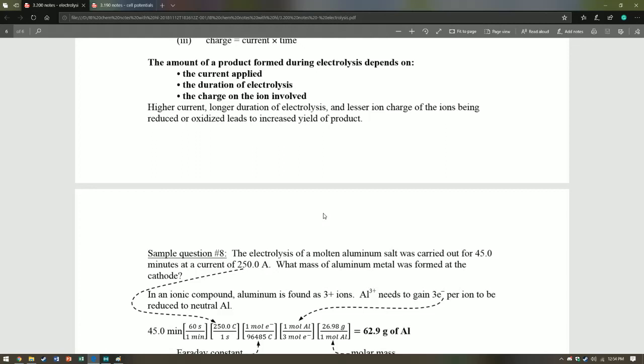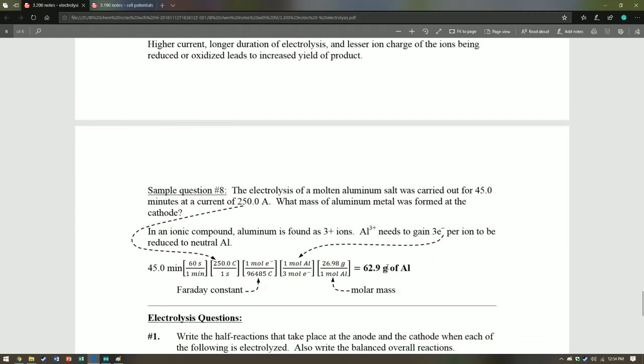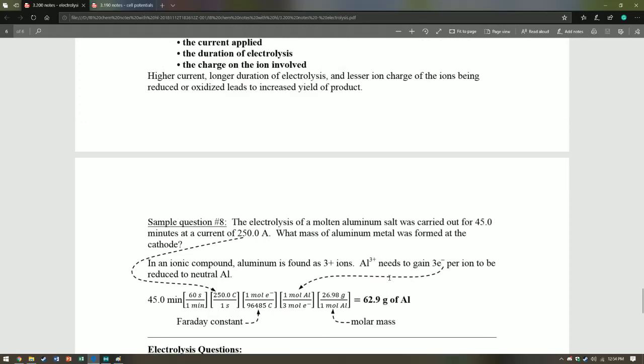Lastly, when you consider the charge of the ion, this one is not quite as obvious, but it's still pretty easy to understand. If you have a higher charged ion, it takes more electrons to reduce it, so the higher the charge on the ion, the less product you get, since you need to put more electrons in to reduce it fully. And then you can do some calculations here to get a quantitative amount rather than a qualitative description of how much would be formed theoretically by doing this.